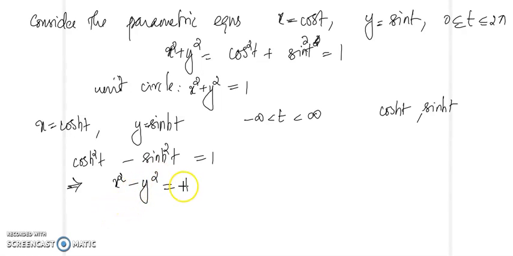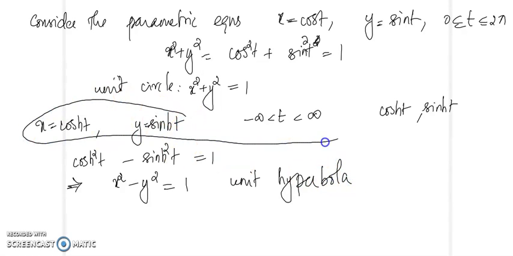The curve x square minus y square equal to 1 is a unit hyperbola. So we have this parametric representation, and this parametric representation actually gives us a unit hyperbola. That is the reason why these functions are called hyperbolic functions.